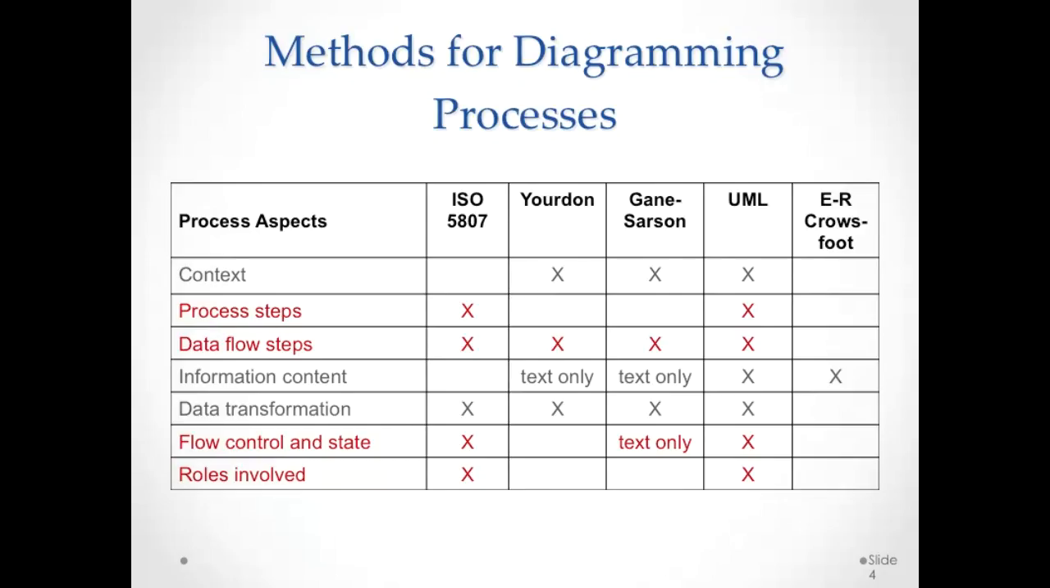The next thing that we might want to represent is flow control and state. In UML, we did the state diagram, so you guys got a pretty good handle on that.